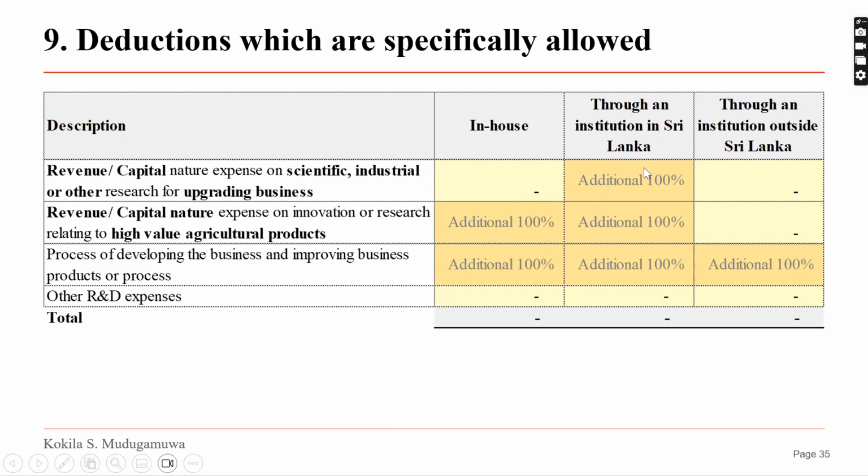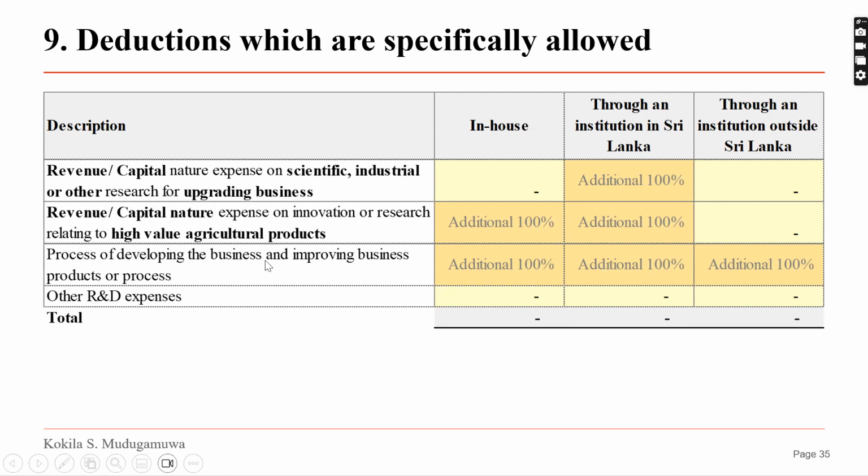If through an institution in Sri Lanka, you can get 100% deduction. If through an institution outside Sri Lanka, you can't. Research and development revenue or capital nature expenses, innovation or research relating to high value agriculture product, even if the company itself incurs it, you can get an additional 100% on that cost. To an institution in Sri Lanka, you can get it, but for a foreign company, not.